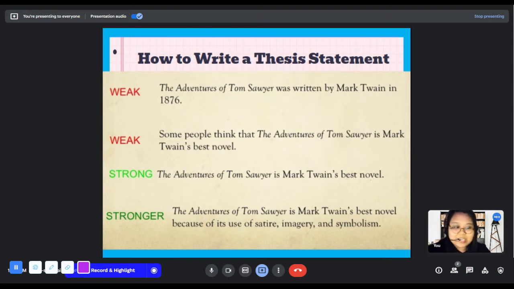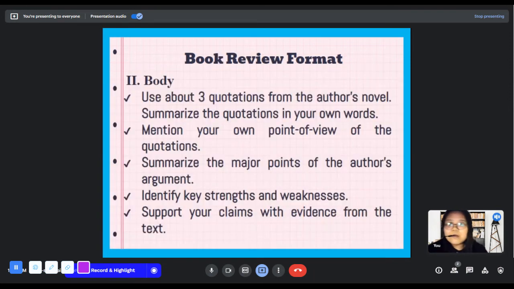Satire, imagery, and symbolism. Now, for the body, you need to use about 3 quotations from the author's novel. Summarize the quotations in your own words. How do you do that, and why is it a requirement to use 3 or like 5 quotations from the book itself? Because book review is a preview. You're going to give a glimpse of what they can expect about this certain book.